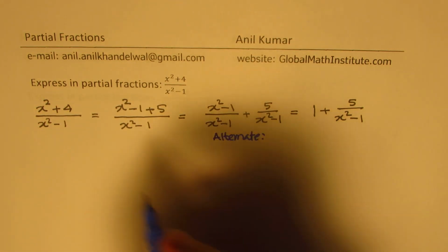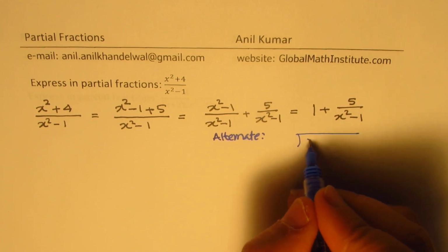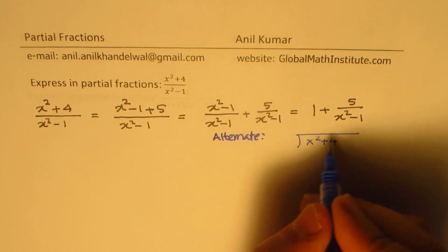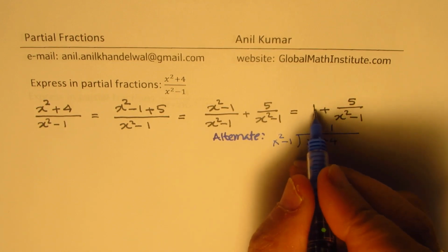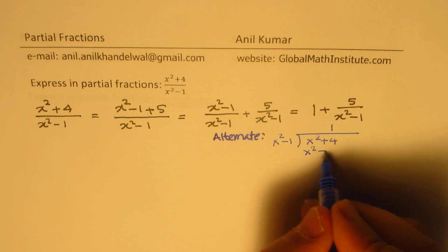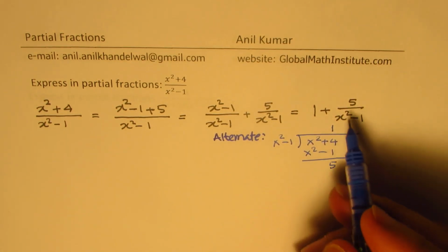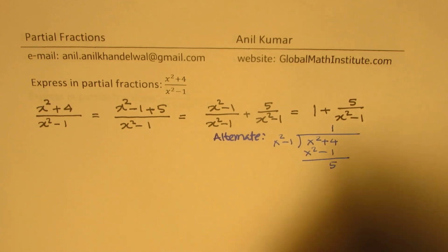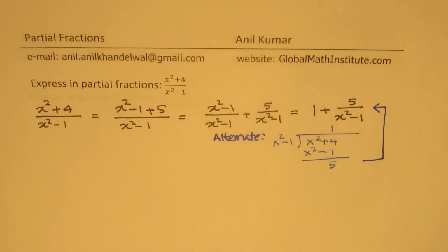You could divide the numerator by the denominator, right? x squared plus 4 divided by x squared minus 1. It goes one time, so one whole. And when you take away x squared minus 1, you get 5 as your remainder. So again, you get the same equivalent expression. Does that make sense to you? So you could also divide and get the result shown here.